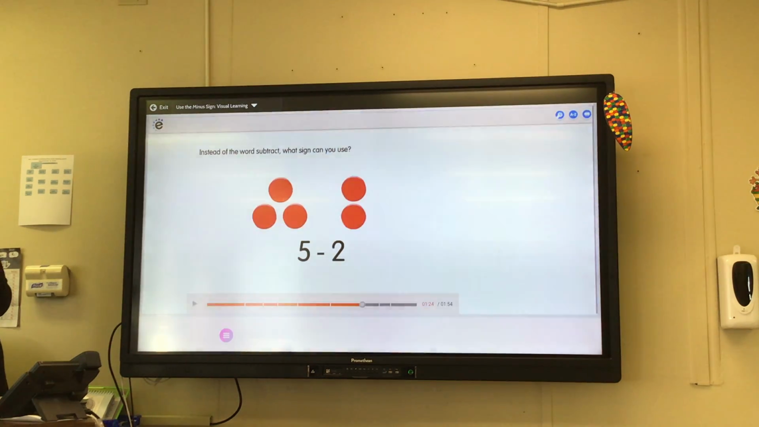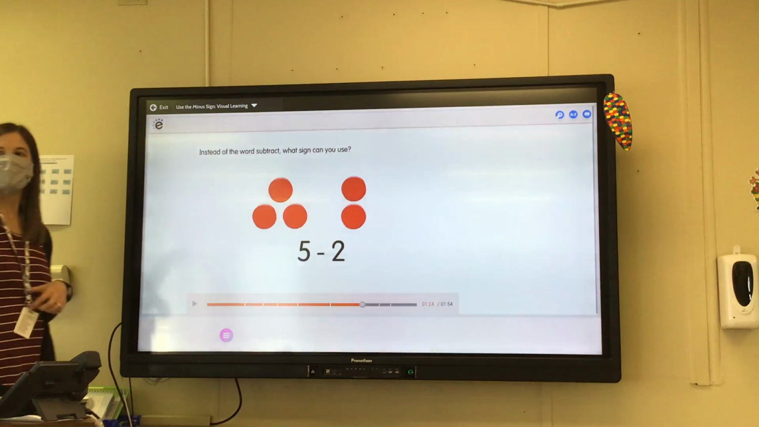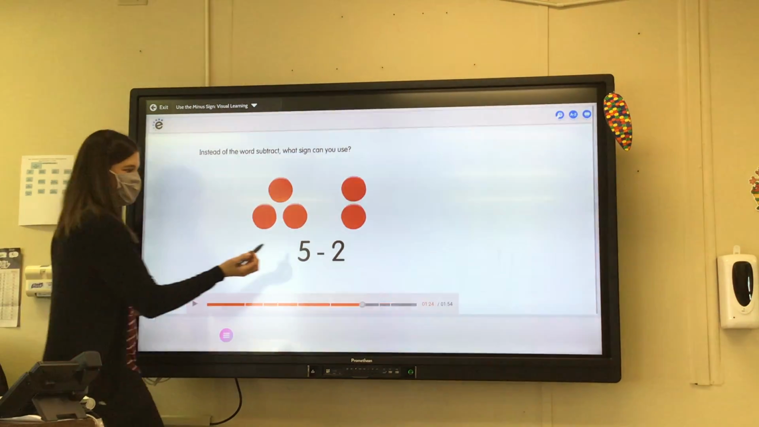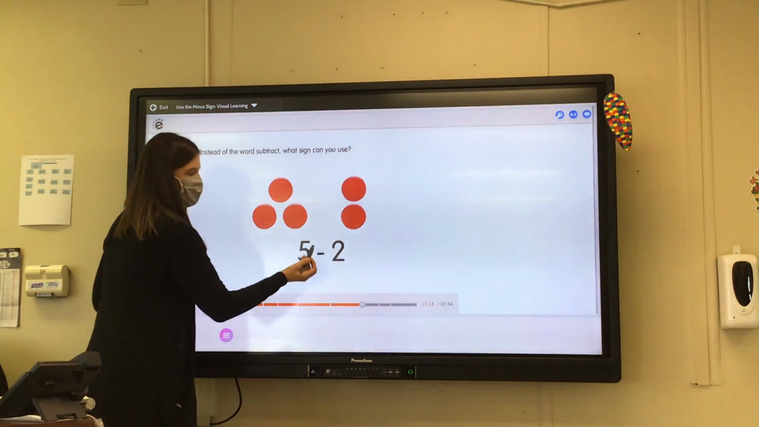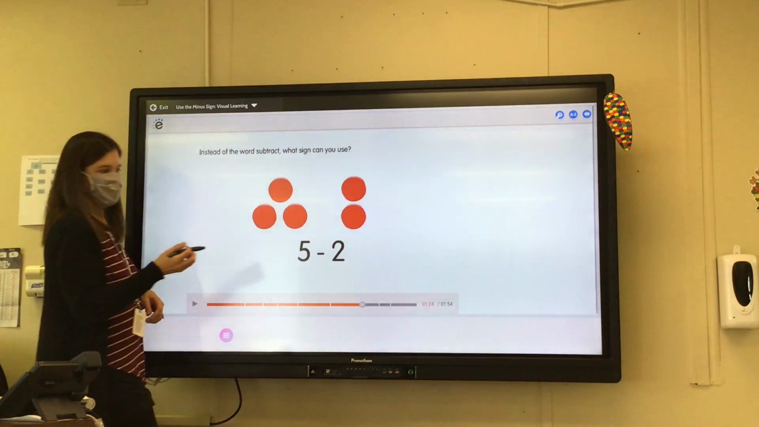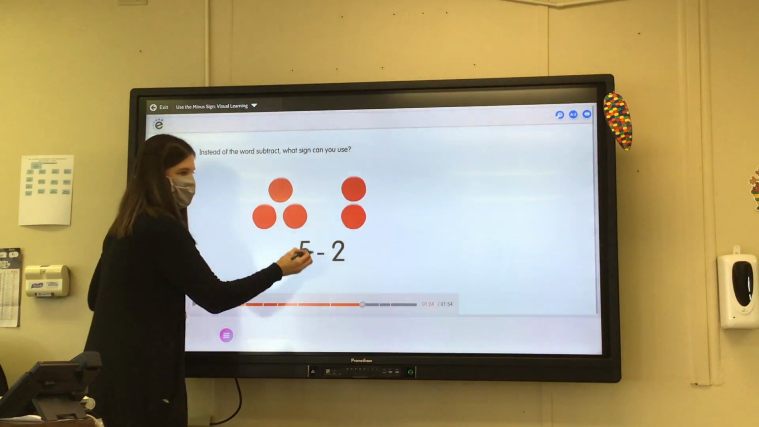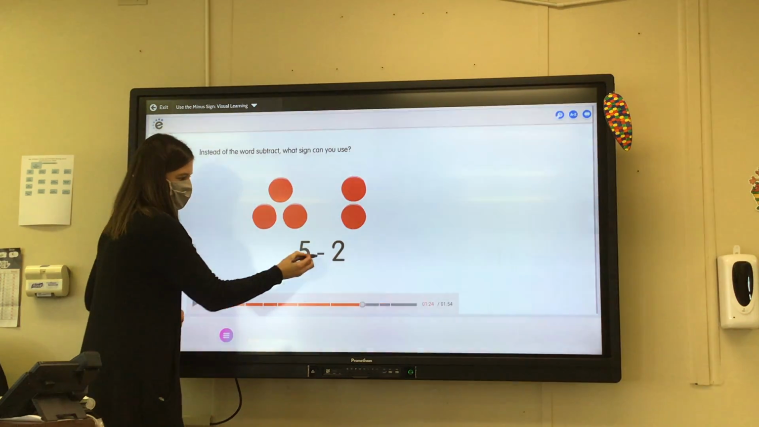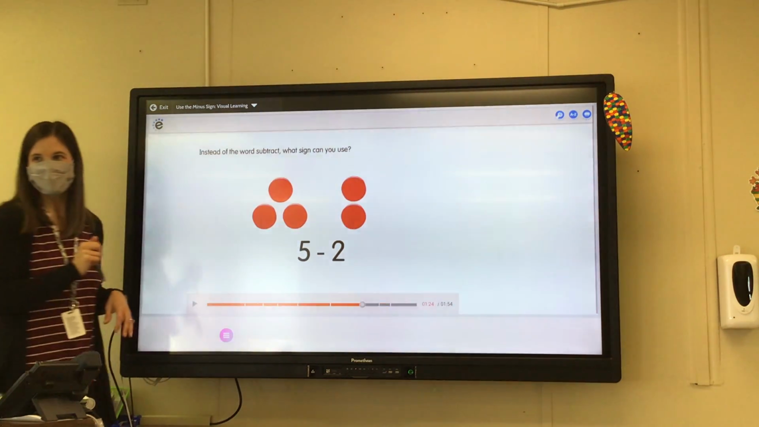Minus. I heard it first. Minus, right? See this sign right here? Minus sign. It's different than the plus sign, because it doesn't have that up and down. The plus sign has the line going up and down, right? Vertical. This one is just one line going horizontal.